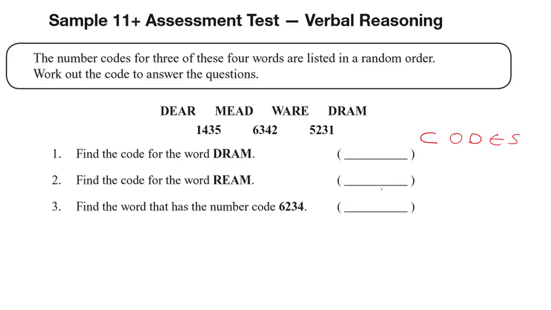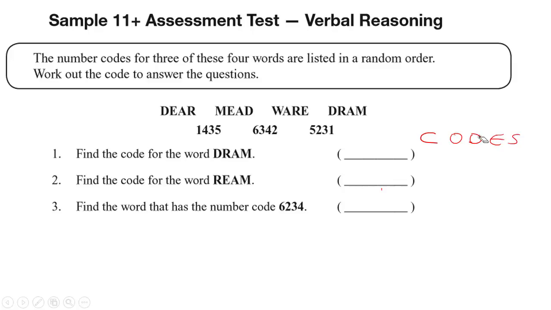Now, codes are basically numbers that stand for words. For example, the word dear could be written in terms of numbers as, say, 1435. So if I don't want to write the word dear, I can just put 1435. So codes are basically numbers that stand for letters, or stand for words.